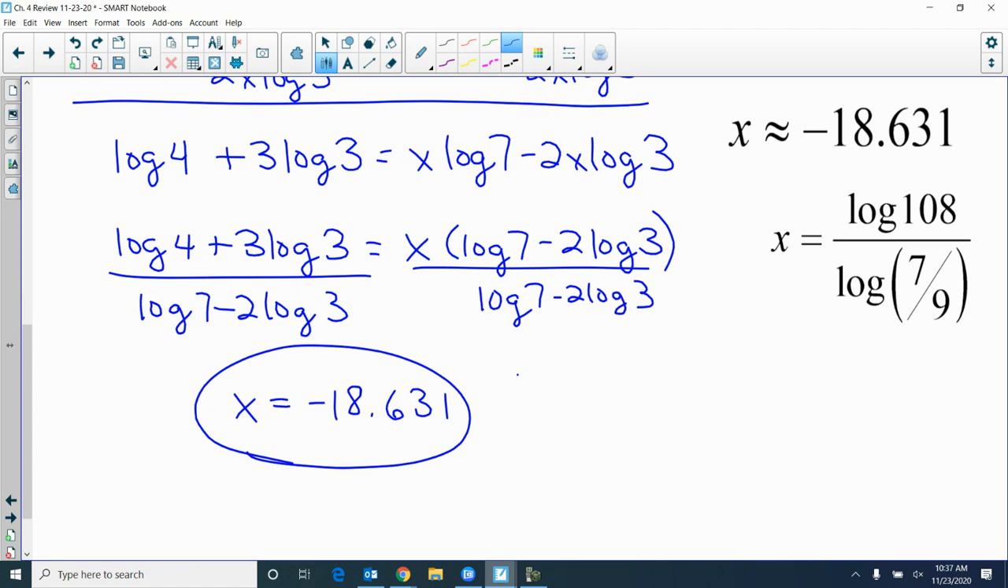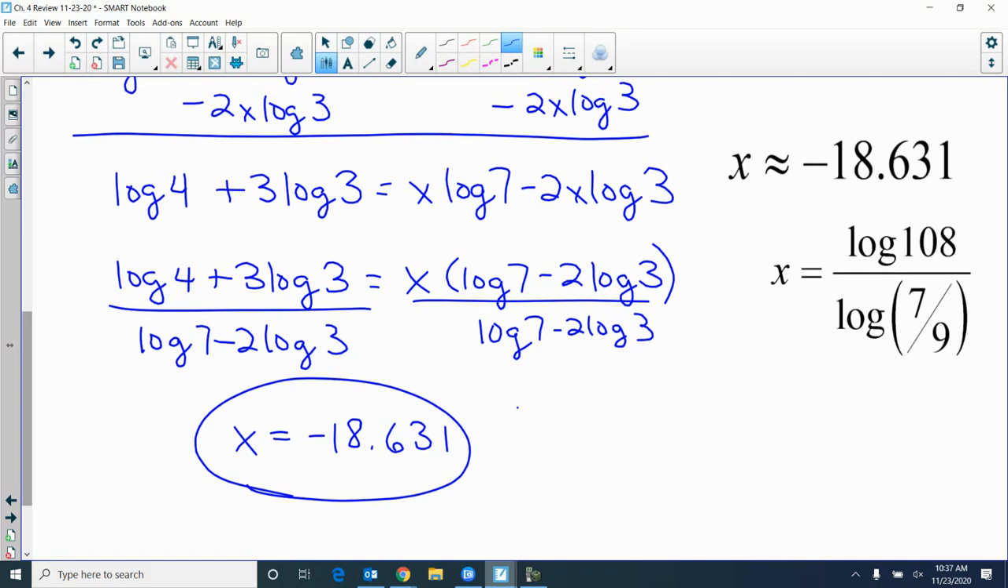And I would encourage you to double check typing it in because I saw some mistakes. It looked like you had the right setup, but you didn't get the right answer. Okay. Questions? Good? Issues?